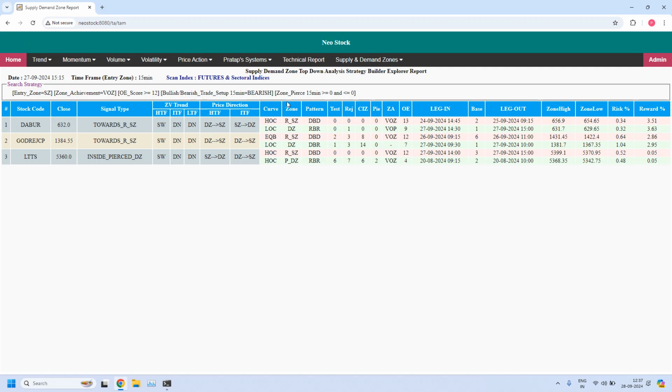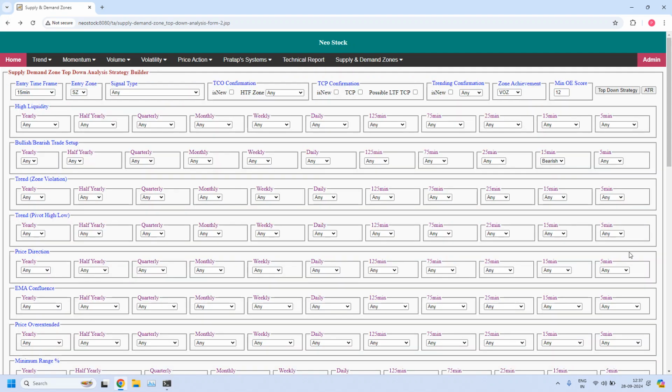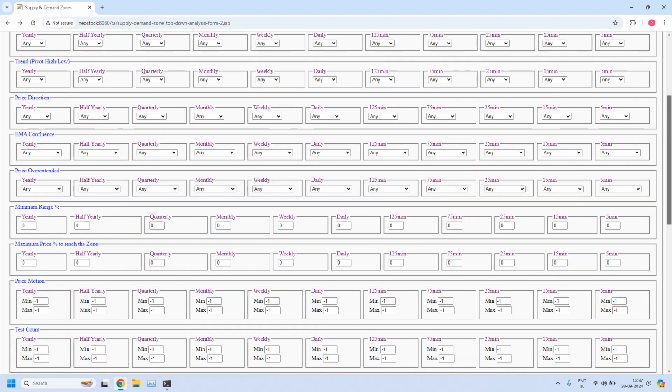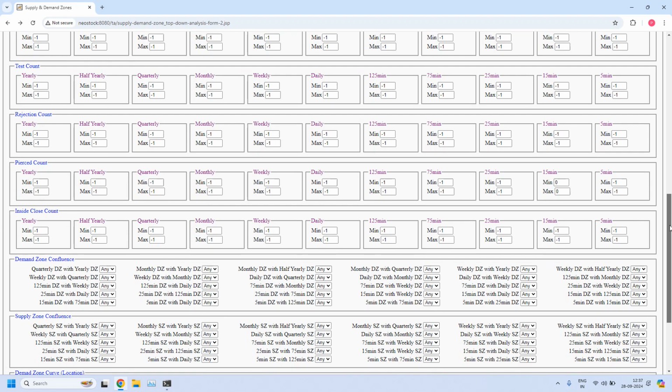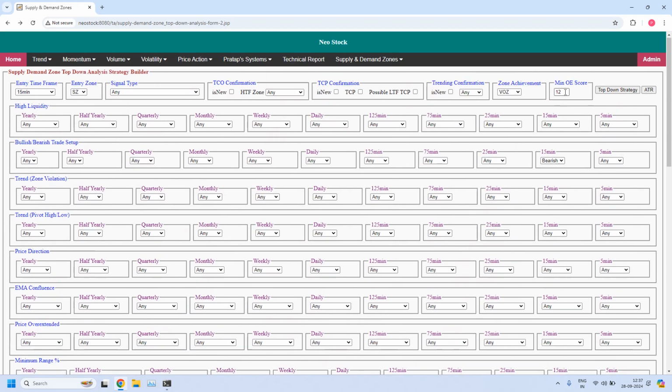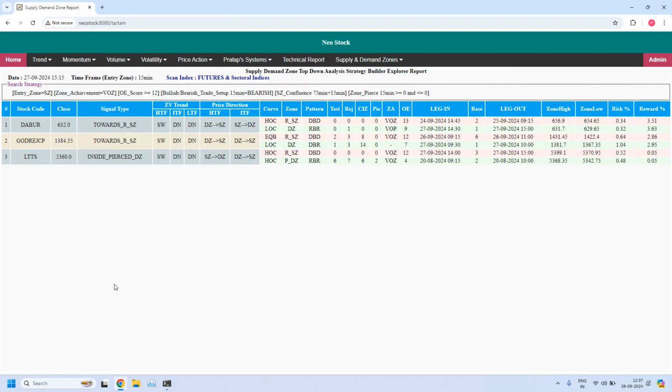That means the 15 minute zone should be part of the 75 minute supply zone. Let's verify. In the supply zone confluence, I am enabling the filter 15 minute supply zone with 75 minute supply zone. Let's verify. Out of the 3, all the 3 stocks are filtered. That means in all the 3 stocks, the 15-minute zone is part of the 75-minute supply zone. That is what supply zone confluence is.